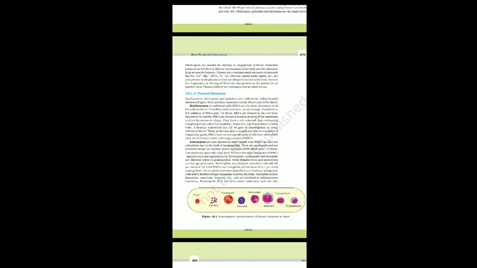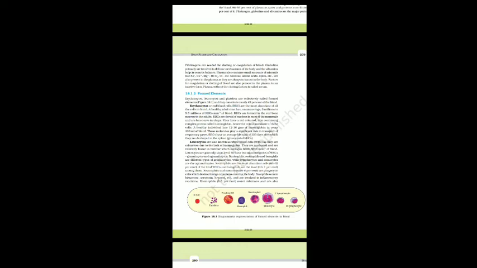18.1.2 Formed elements. Erythrocytes, leukocytes and platelets are collectively called formed elements (Figure 18.1), and they constitute nearly 45% of the blood. Erythrocytes or red blood cells (RBC) are the most abundant of all the cells in blood. A healthy adult man has, on an average, 5 million to 5.5 million RBCs per cubic millimetre of blood. RBCs are formed in the red bone marrow in the adults.